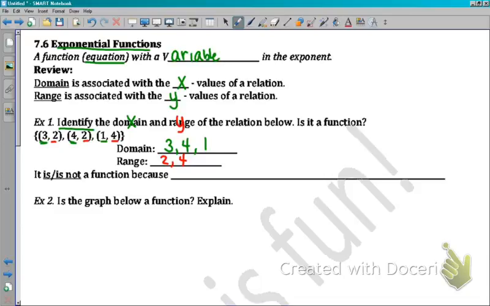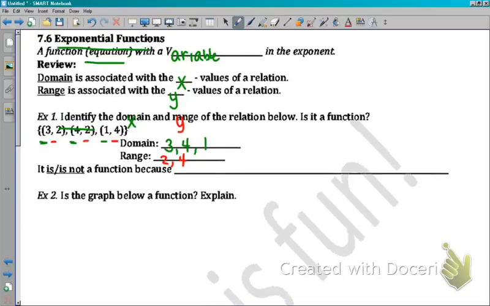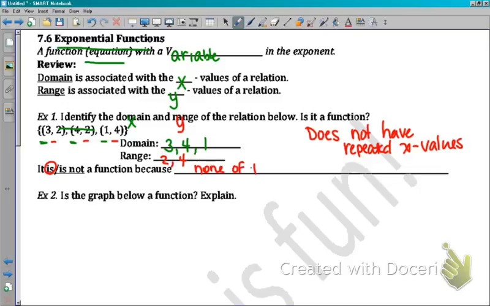Now again, we're going to review a function, remember, does not have repeated x values. All you care about is the x values. As long as they're not repeated, then it is a function. So 3, 4, and 1, those were all unique numbers. So it is a function because none of the x values were repeated.